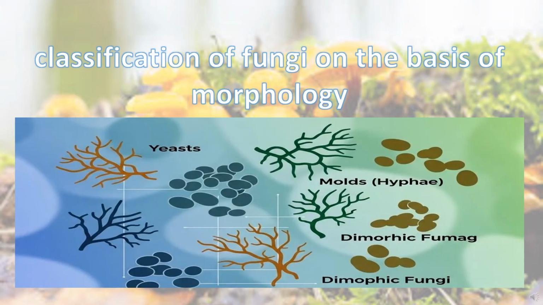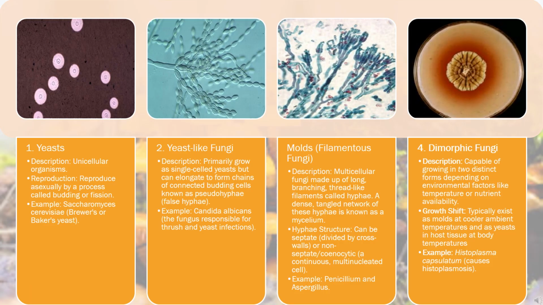The morphological classification of fungi categorizes them based on their physical structures, cellular organization, and growth habits. They are primarily divided into 4 main groups: yeasts, yeast-like fungi, molds, and dimorphic fungi. 1. Yeasts. Unicellular organisms that are typically oval or spherical. They lack thread-like structures. Reproduce asexually by a process called budding, forming a smaller daughter cell, or fission. Examples include Saccharomyces cerevisiae, brewer's or baker's yeast.